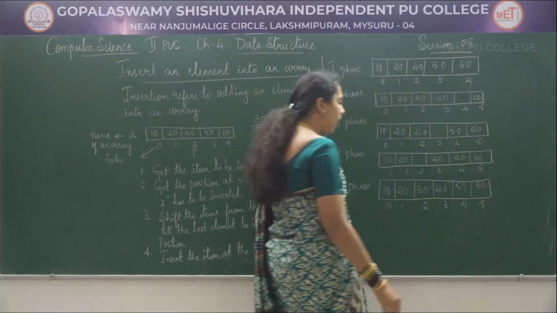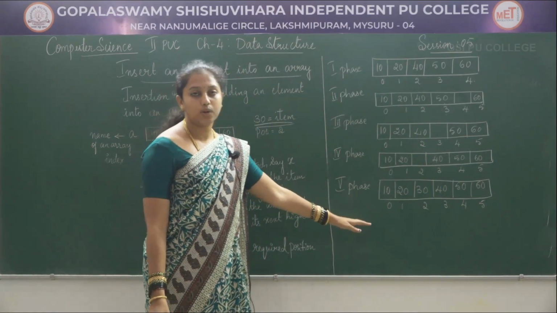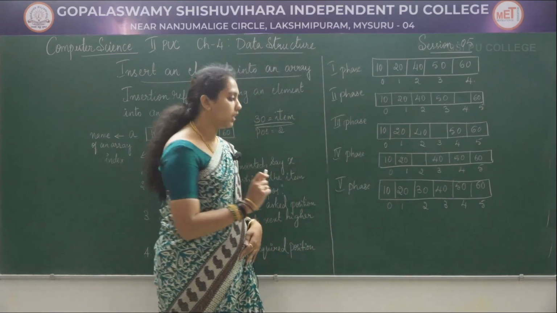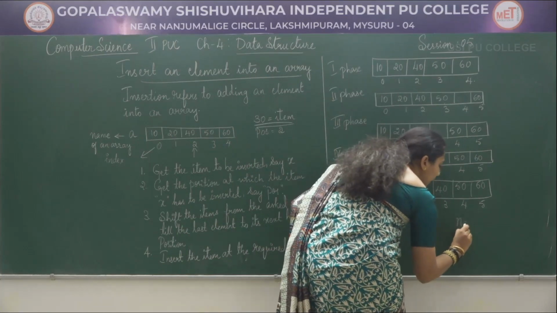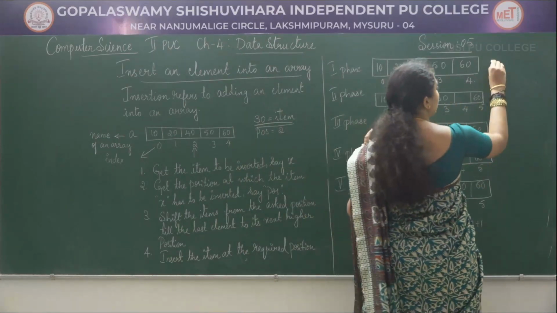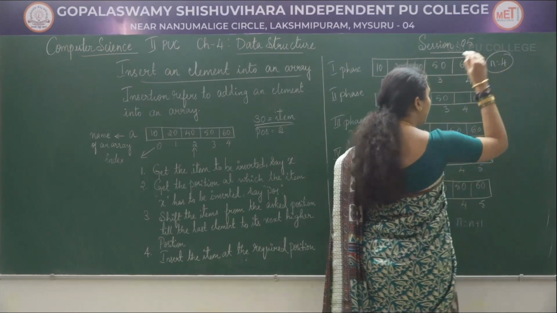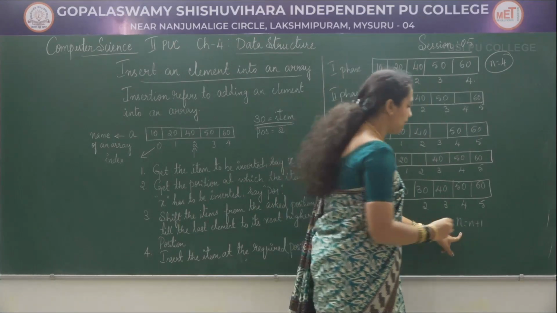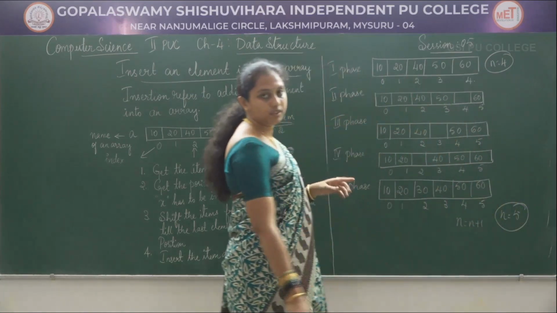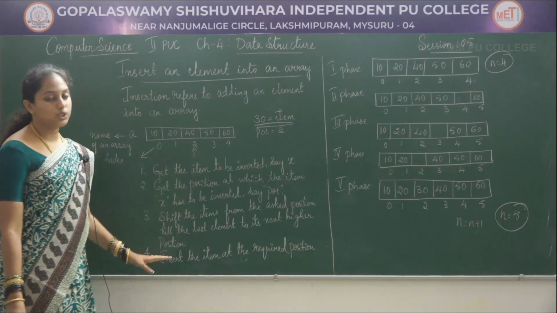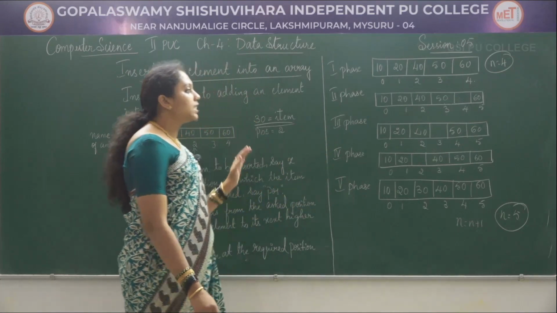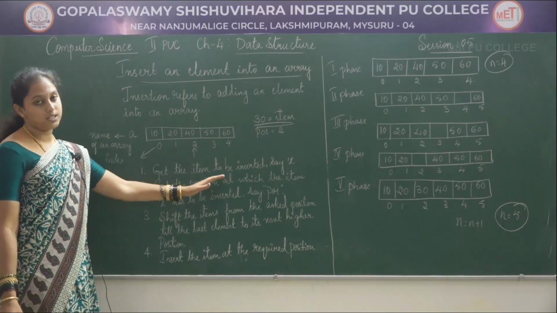So after inserting an element into an array, the size of an array is increased by 1. That is, n is equal to n plus 1. See, before insertion, the size of an array is 4. But after insertion of an element into an array, the array size becomes 5. So this is how we are going to insert an element into an array. Now let's write an algorithm for this.